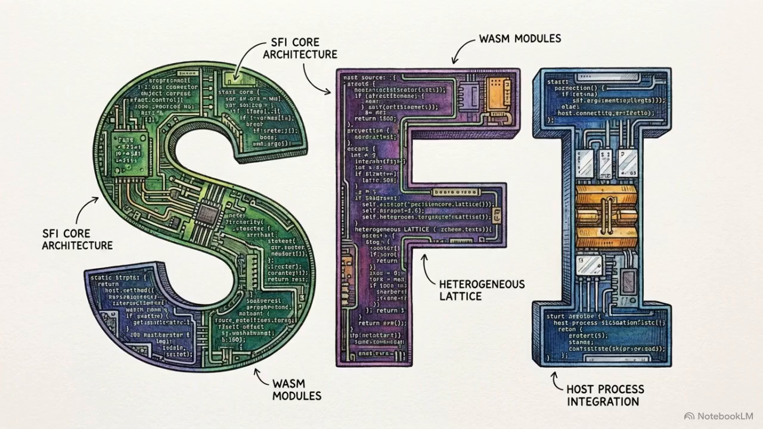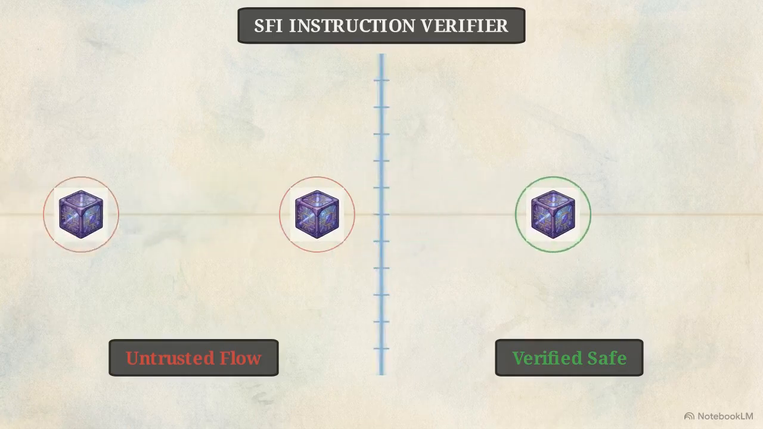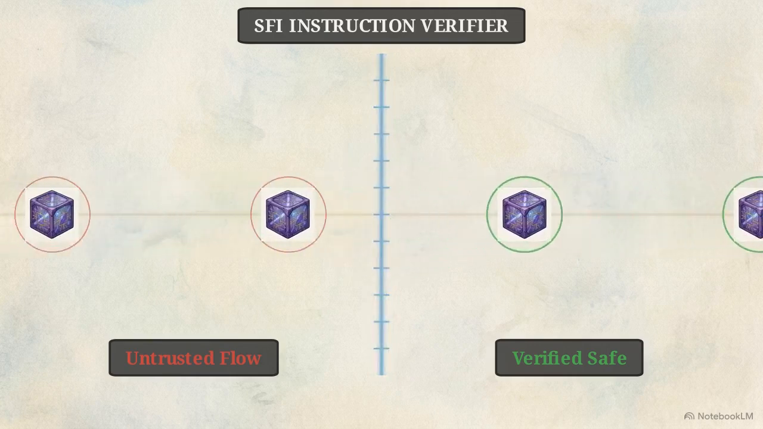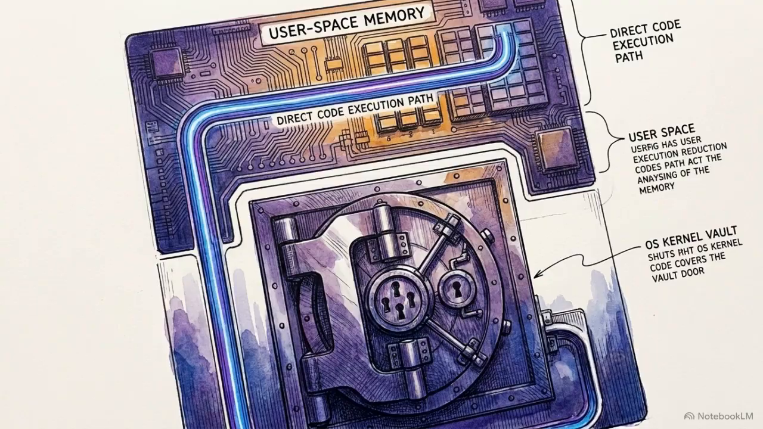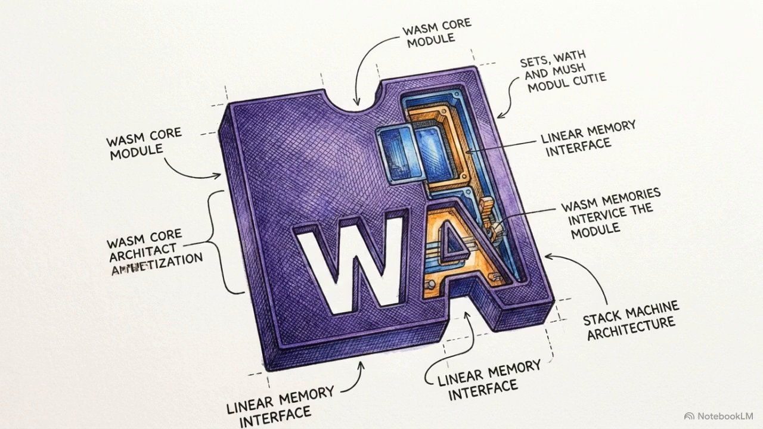Software fault isolation, or SFI, solves this by moving the security boundary into the software itself. It ensures that untrusted code stays within its assigned limits by verifying its behavior at the instruction level. By enforcing these boundaries in user space, developers can bypass the portability and configuration issues that make lower-level security so rigid. WebAssembly, or WASM, is the most prominent vehicle for modern SFI.